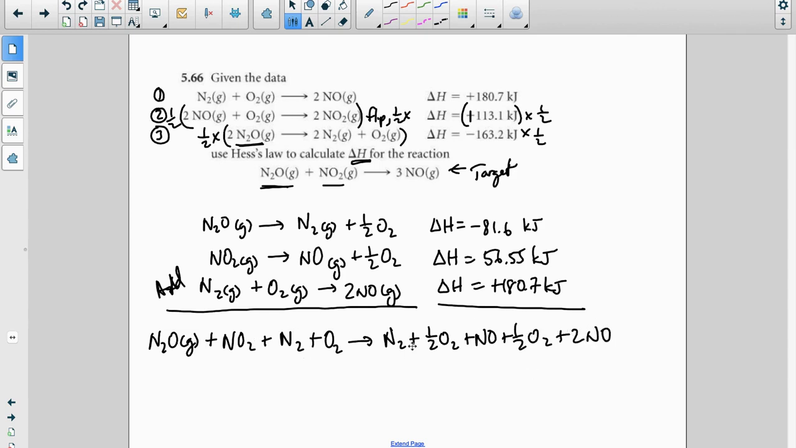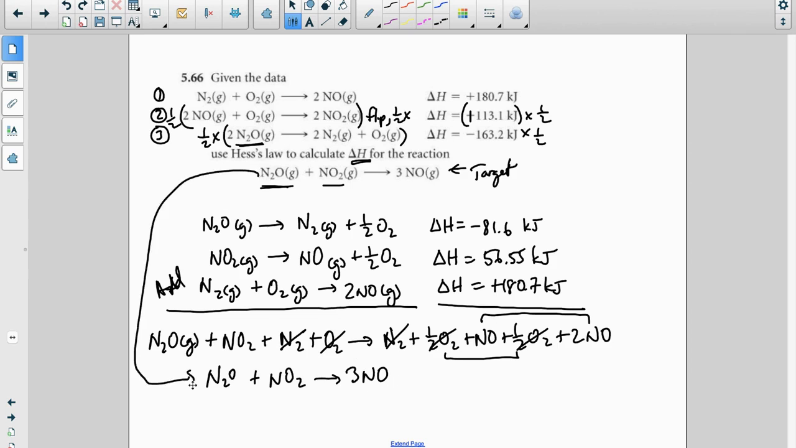So I've added everything together. Let me see what appears on both sides. N2 does. Okay. O2 does. This comes out to 1 O2, so that's going to cancel that out. And then these two add together to make 3 NOs. So after adding, we get this. And guess what? That is our target equation. We got it. Okay, so we manipulated things correctly to get our target.